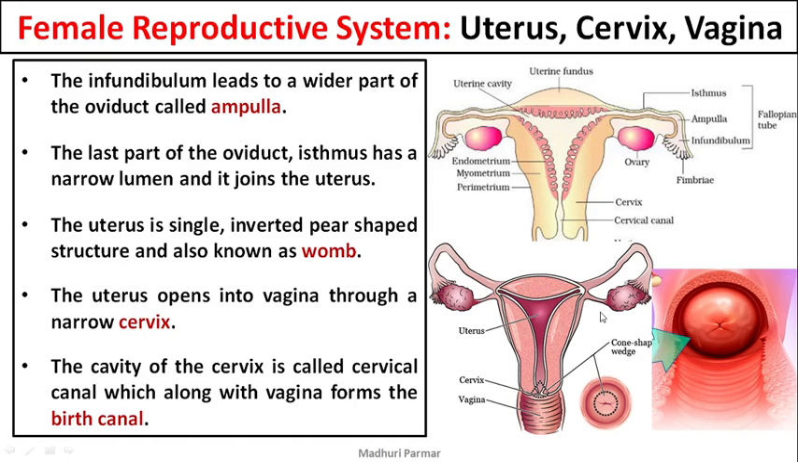The cavity of cervix is also known as cervical canal. Together, the cervical canal as well as the vagina form the birth canal. Whenever the baby is born, it pushes through this cervix as well as the vagina. You must have heard in some movies that cervical dilation is this much, 3 centimeters, 10 centimeters, right? Those centimeters show how much this opening has opened up during the birthing process.